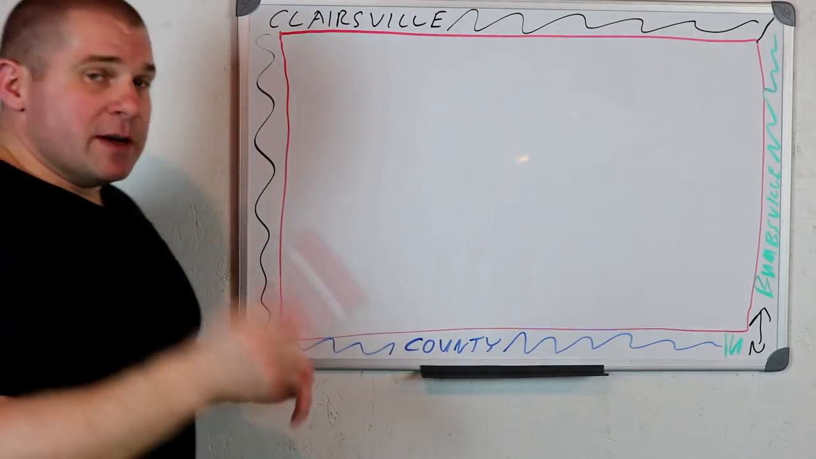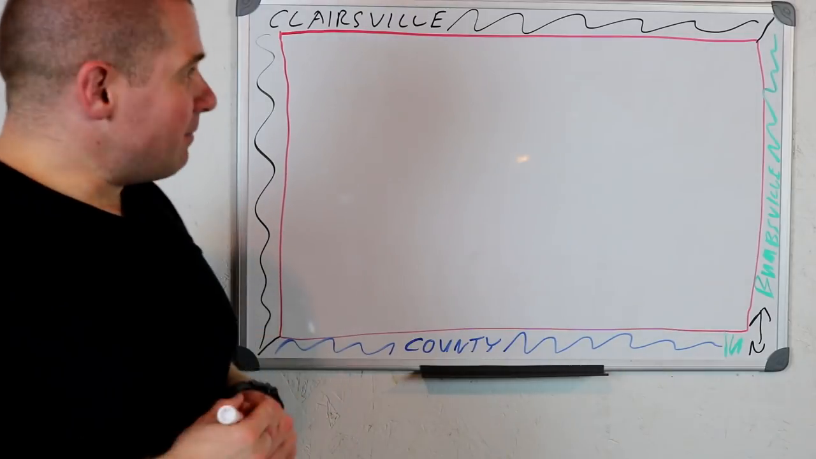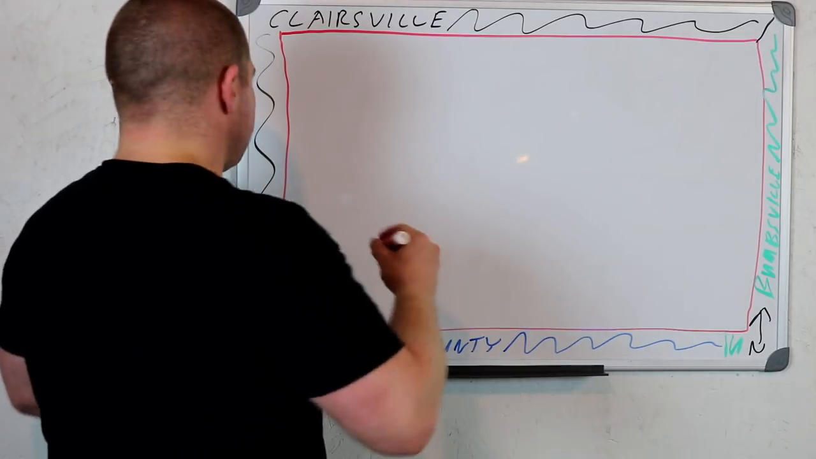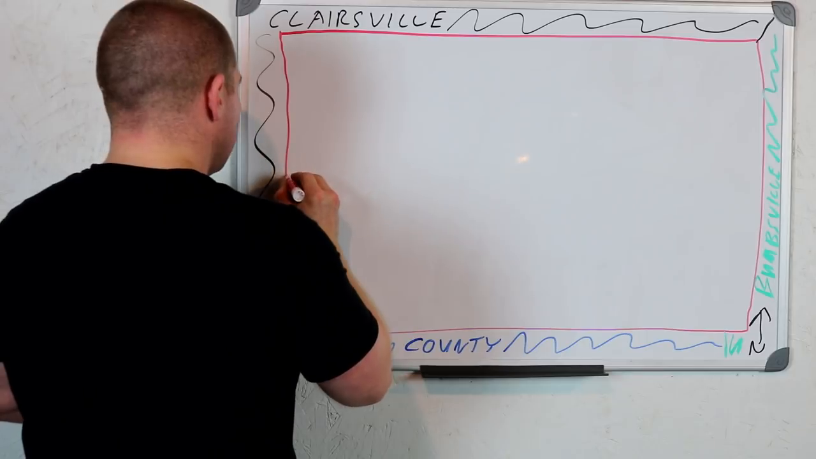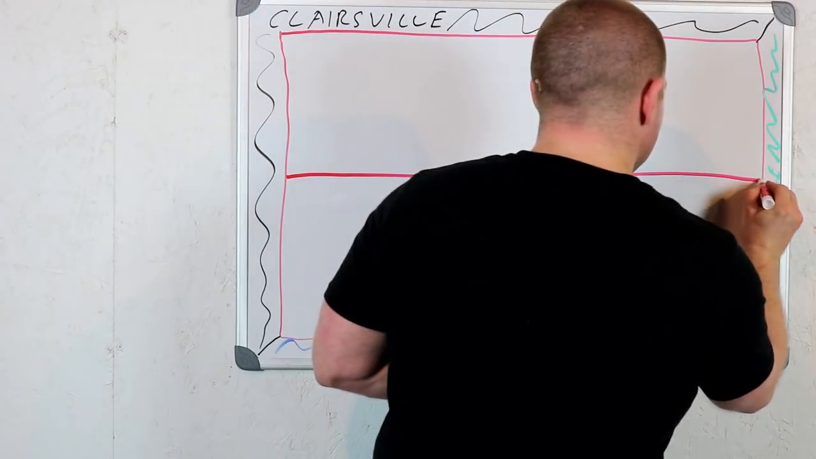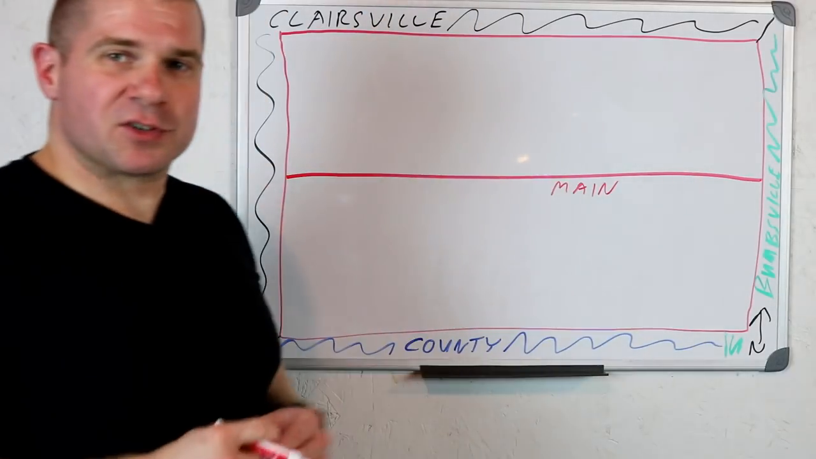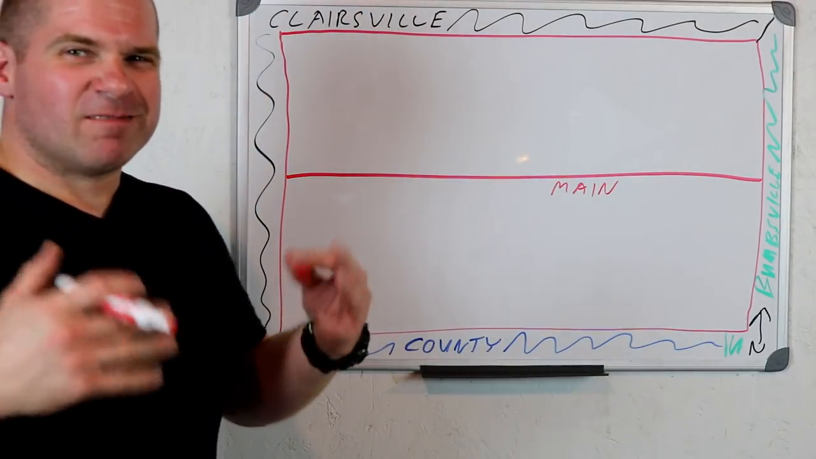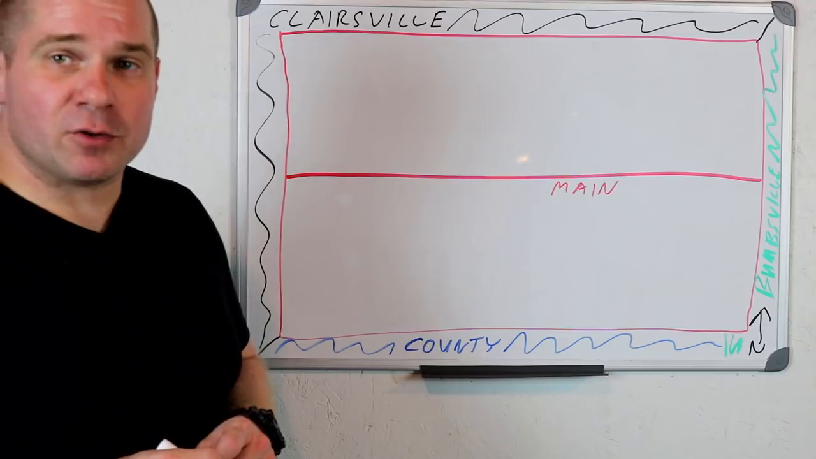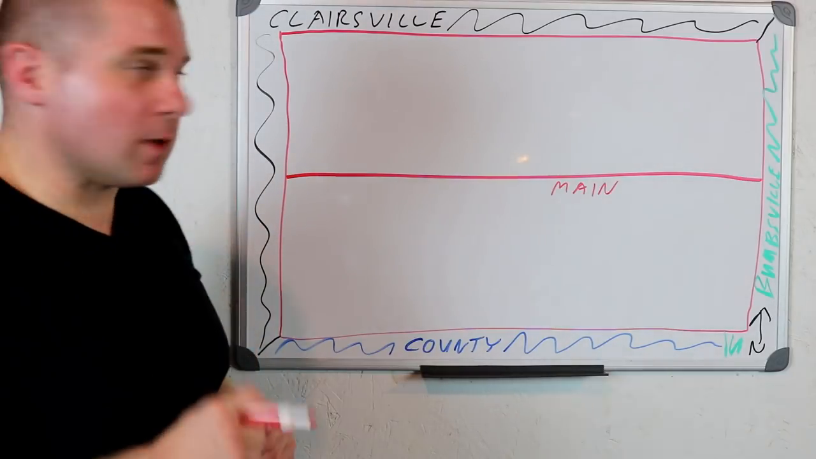So these are major streets. Major streets we're going to have in red, at least for the time being. Let's say your town is bisected by one street here, and we'll call that Main, just for the purposes of discussion and to keep up with our running gag that we have from all the note-taking videos. Links for those down below, also up there.